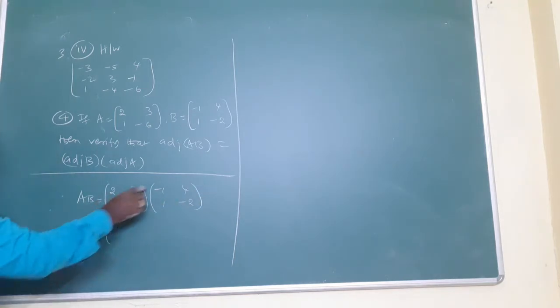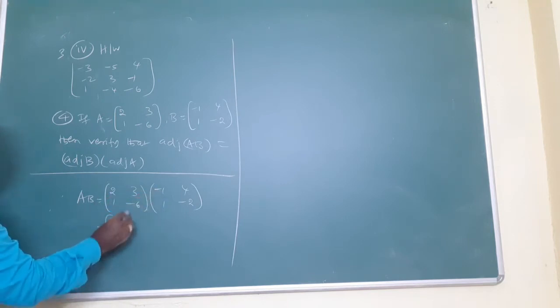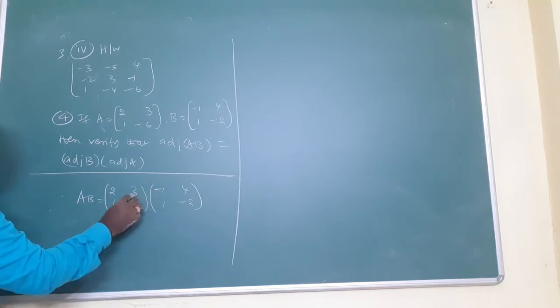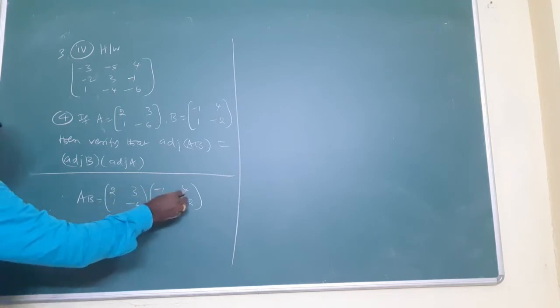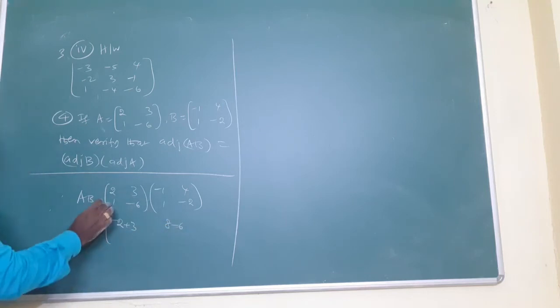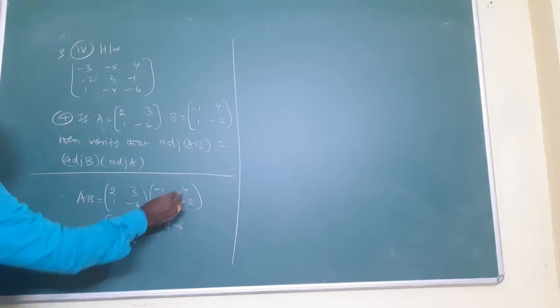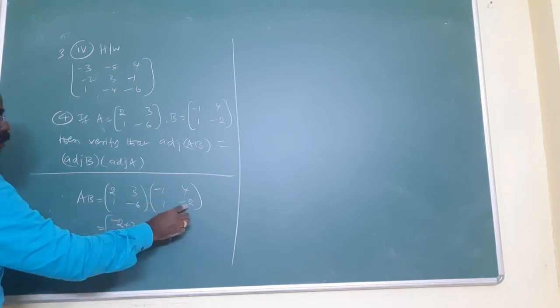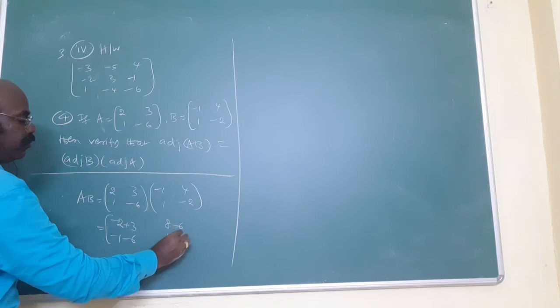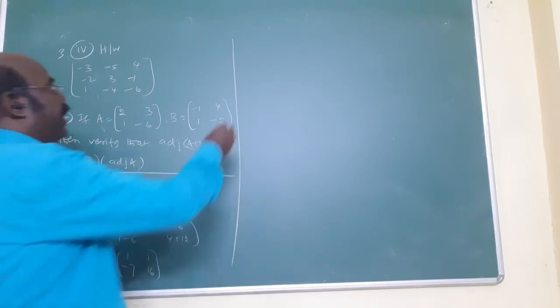Now, product of two matrices. First row, first column: 2 into minus 1, minus 2, plus 3 into 1, which is 3. Second element: 2 4s are 8, 3 into minus 2, minus 6. Then 1 into minus 1, minus 1. Minus 6 into 1, minus 6. 1 into 4, 4; minus 6 into minus 2, 12. Now this is AB. Now what is asked?